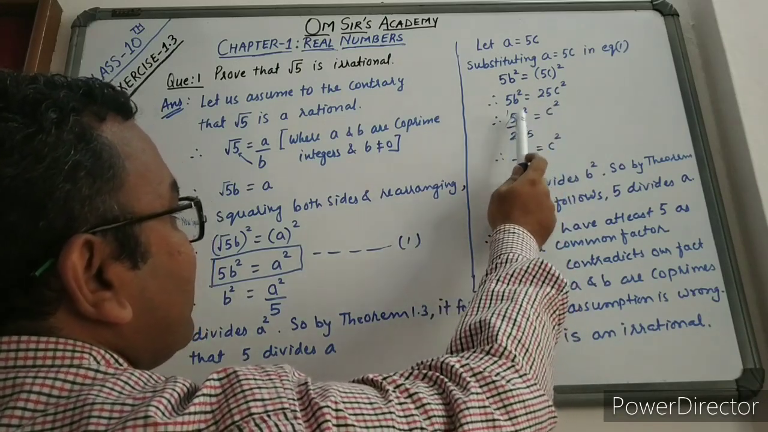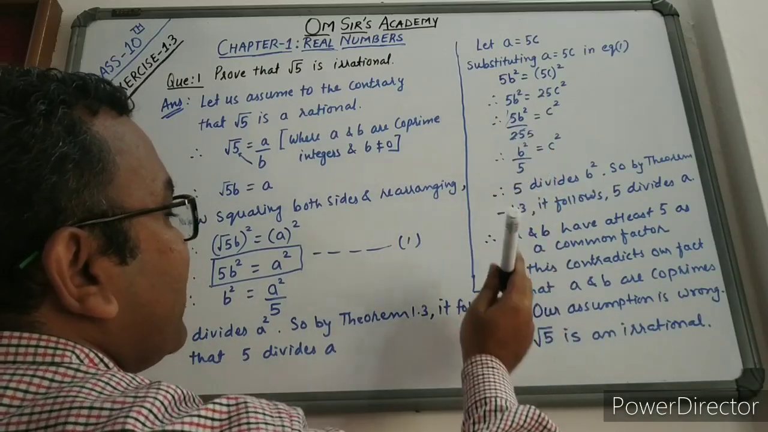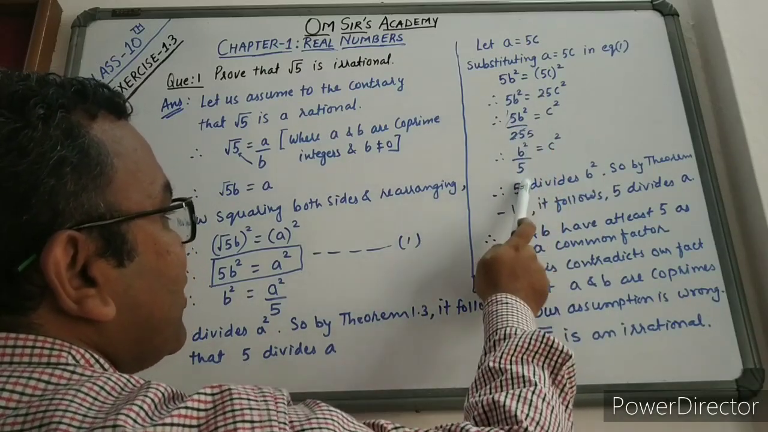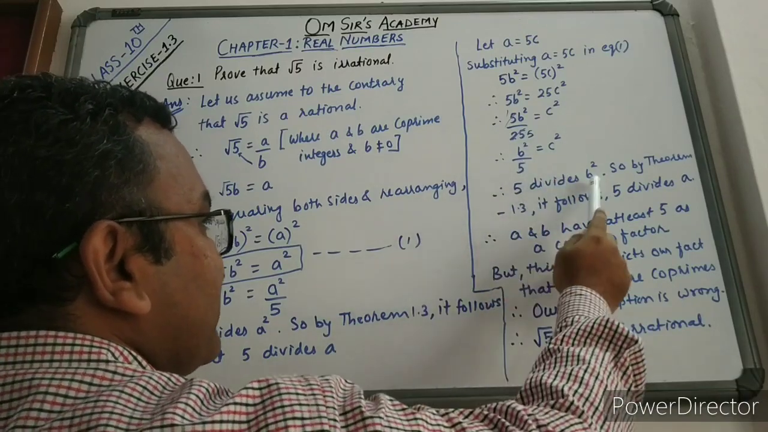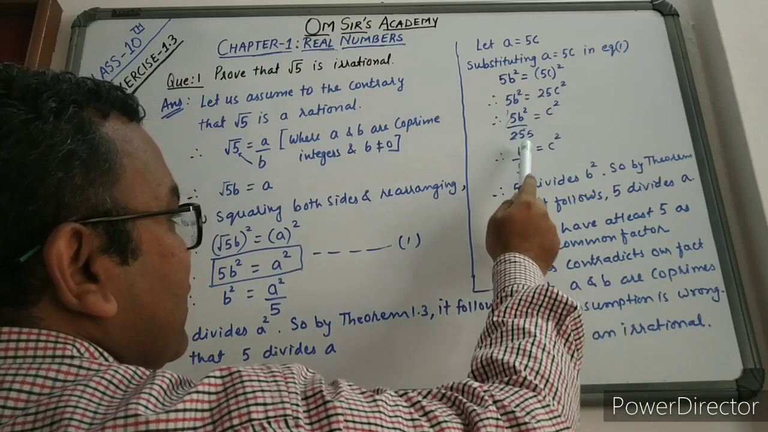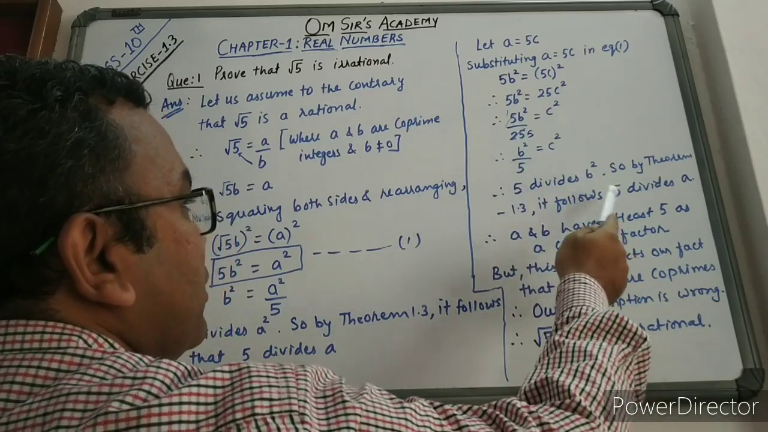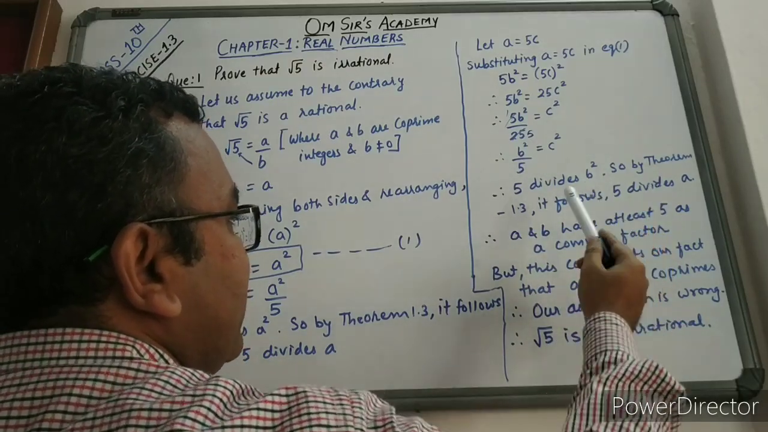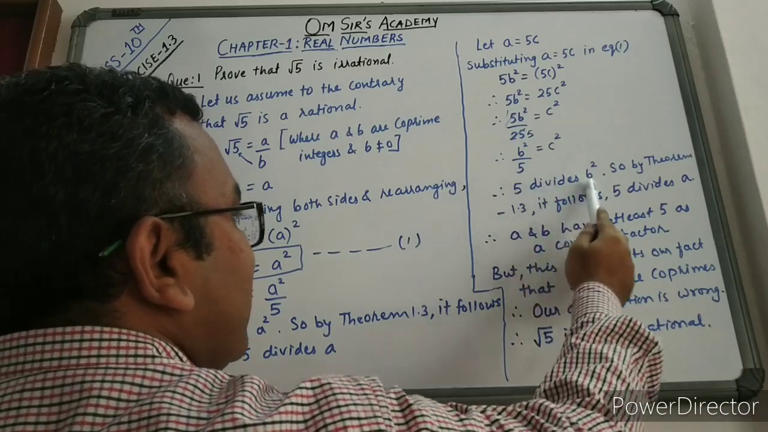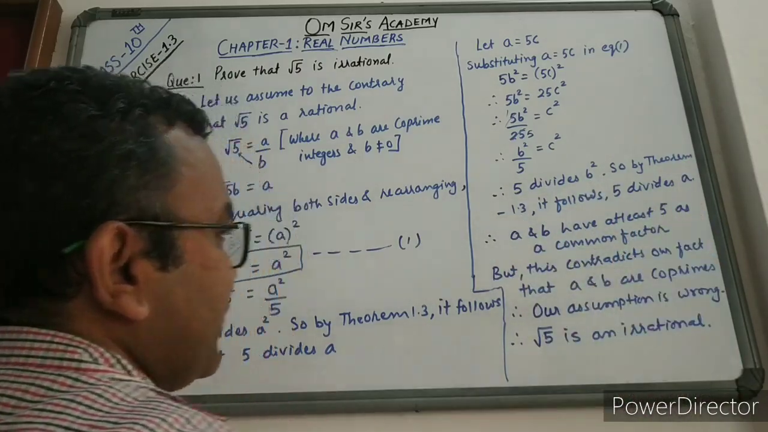So therefore 5b square upon 25 equals to c square. So 5 ones are 5, 5 fives are 25. So it is b square upon 5 is c square. So that means 5 divides b square, or we can write as b square is divisible by 5. So b will also be divisible by 5 by theorem 1.3. Is it clear? So 5 divides b square, so by theorem 1.3 it follows 5 divides a.